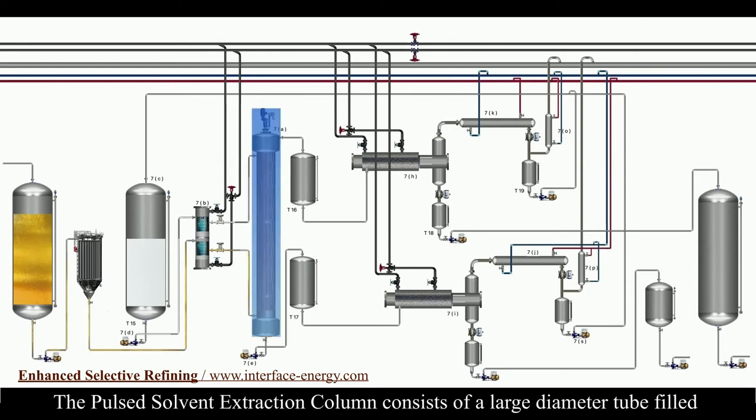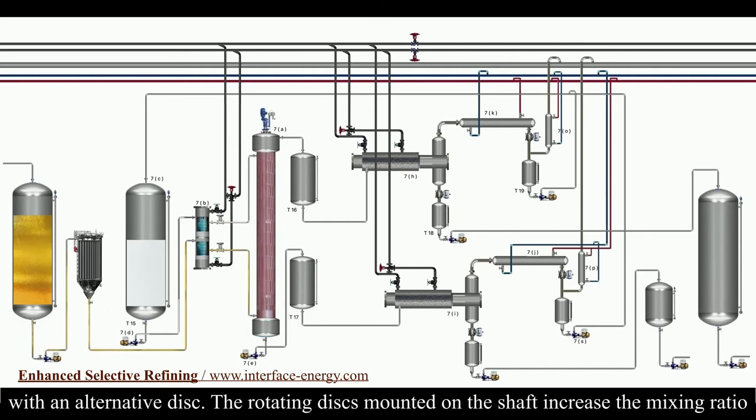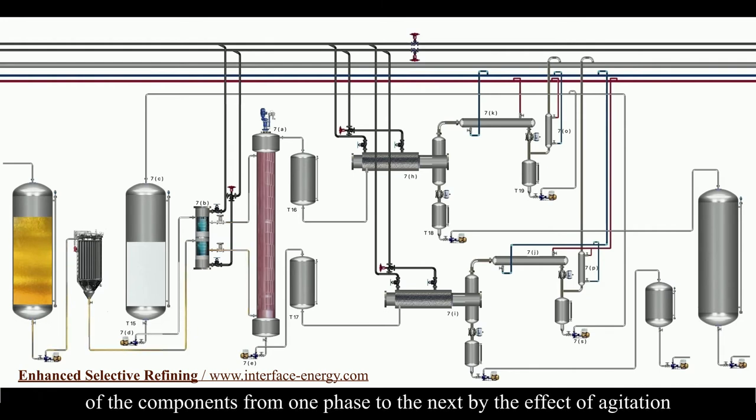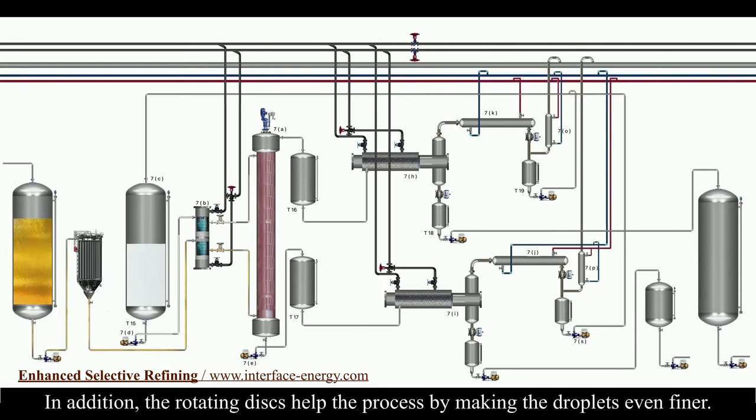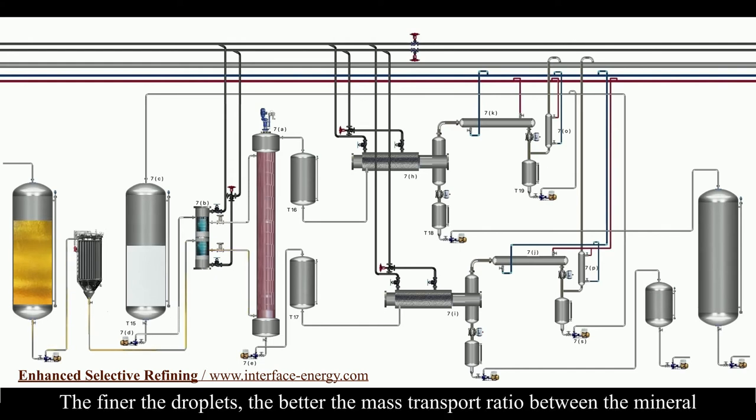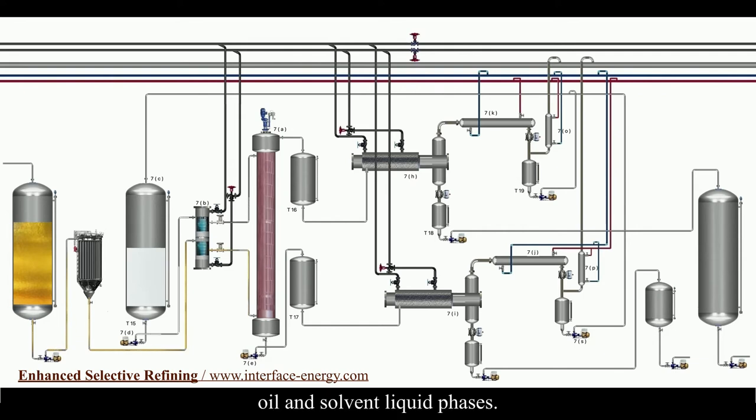The solvent extraction column consists of a large diameter tube filled with alternating discs. The rotating discs mounted on the shaft increase the mixing ratio of the components from one phase to the next by the effect of agitation. In addition, the rotating discs help the process by making the droplets even finer. The finer the droplets, the better the mass transport ratio between the mineral oil and solvent liquid phases.